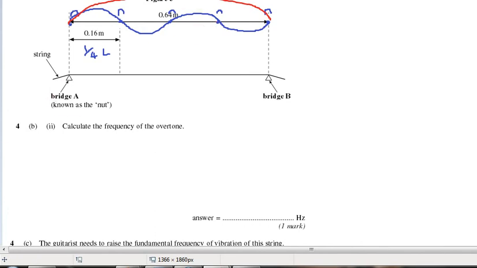So all I need to do to work out the frequency is to do 4 times my original frequency, which was 108 Hertz, and that gives me an answer of 432 Hertz. If I can get 4 times as many half wavelengths on, it has to be effectively going 4 times as fast, so it's got 4 times the frequency.